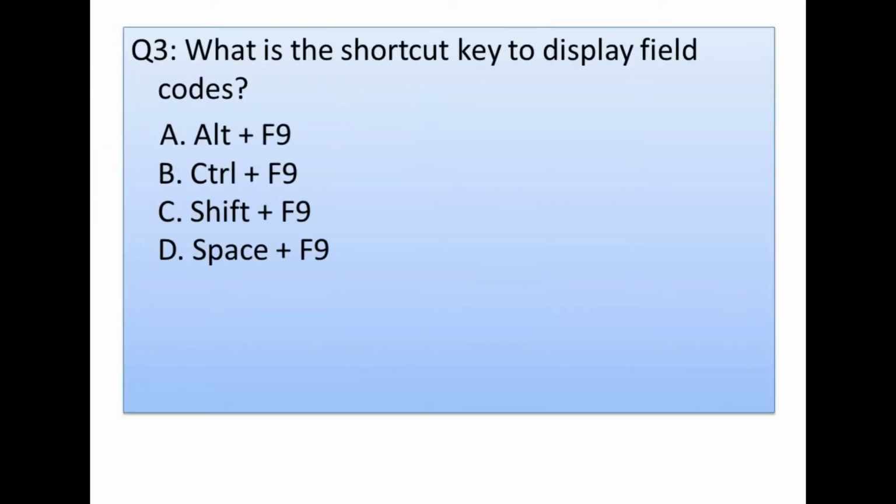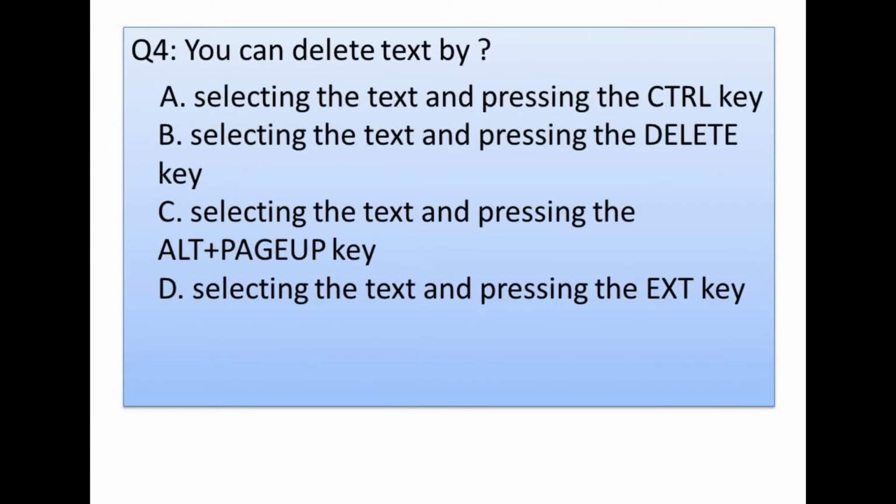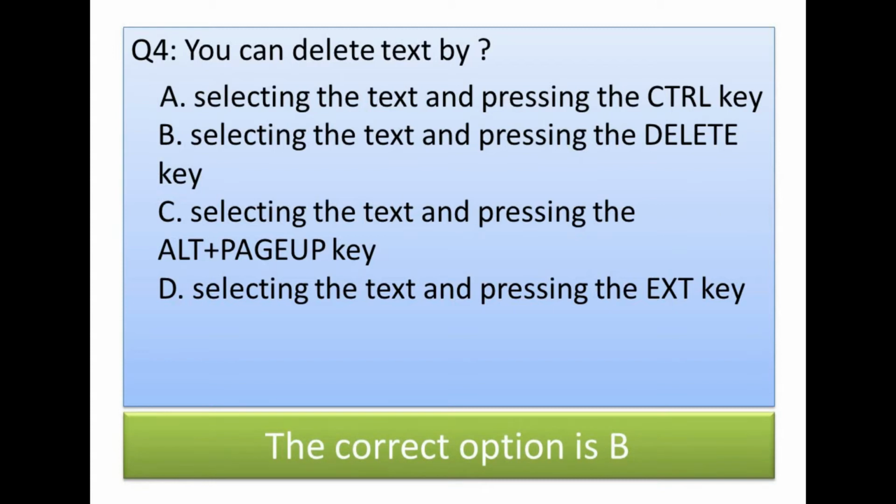What is the shortcut key to display field codes? Alt+F9, Ctrl+F9, Shift+F9, Space+F9. So the correct option is A. You can delete text by selecting the text and pressing the Ctrl key, selecting the text and pressing the Delete key, selecting the text and pressing the Alt plus Page Up key, selecting the text and pressing the Exit key. So the correct option is B.